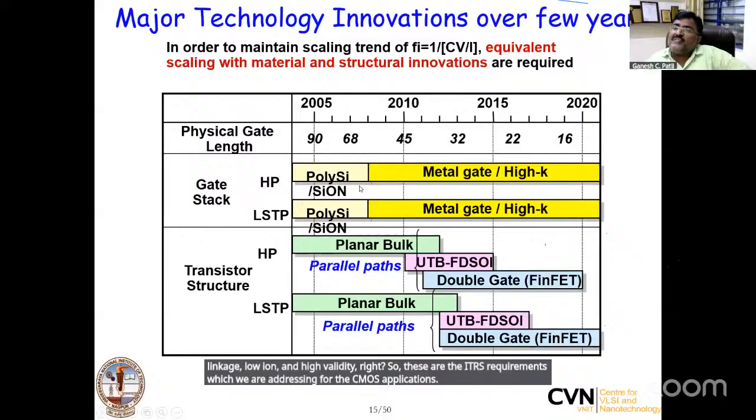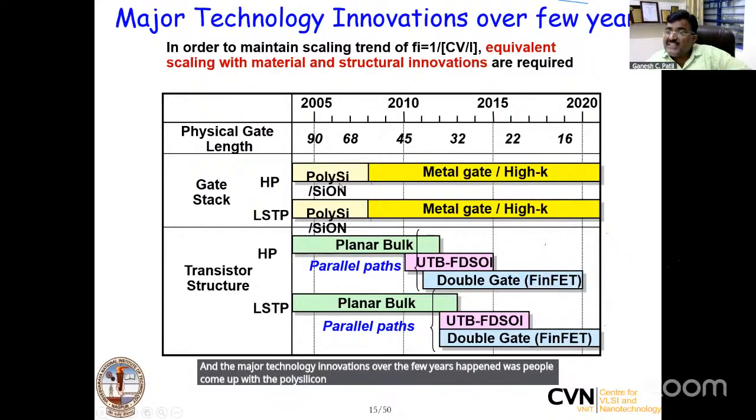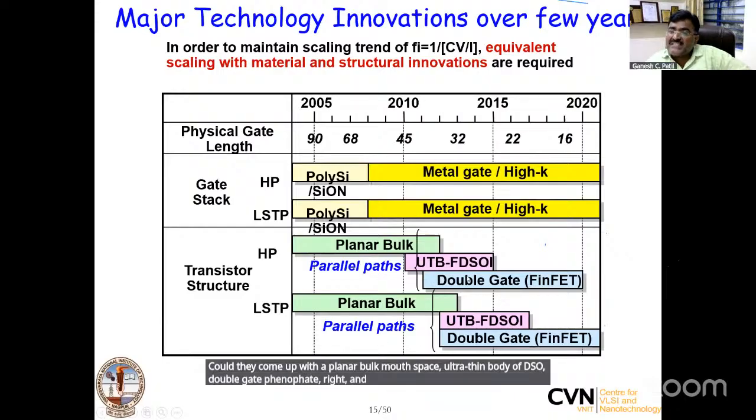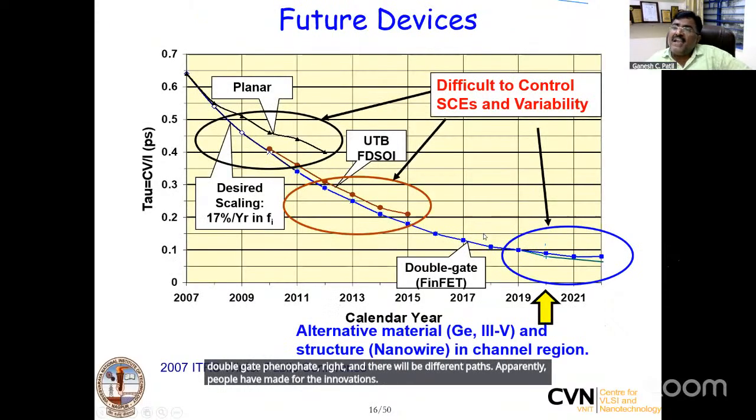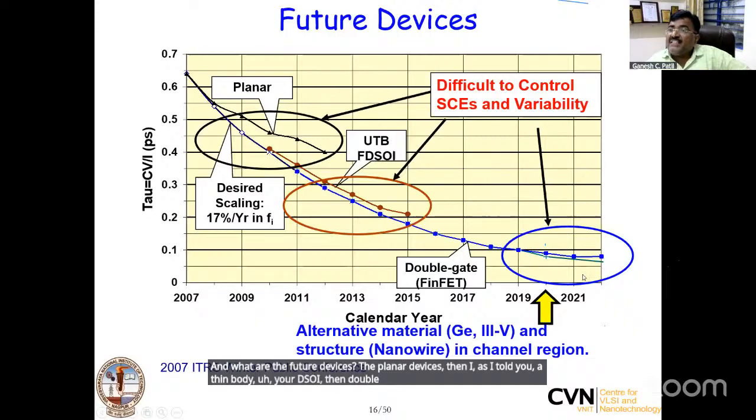And the major technology innovations over the past few years were that people came up with polysilicon, silicon on nothing, silicon on insulator, as I already told you. They came up with planar bulk MOSFETs, ultra thin body FDSOI, and double gate FinFET, right? And people have made different innovation paths in parallel. And what are the future devices? The planar devices, then, as I told you, ultra thin body FDSOI, then double gate FinFET, and a new era will come where we require alternate materials like germanium and 3-5 semiconductors, or we require nanowire transistors as well.